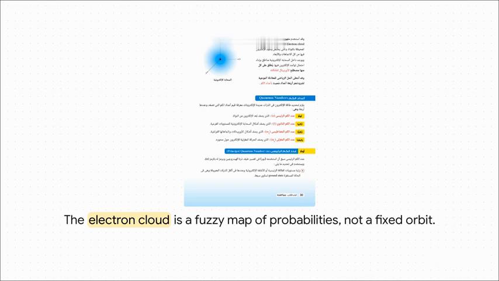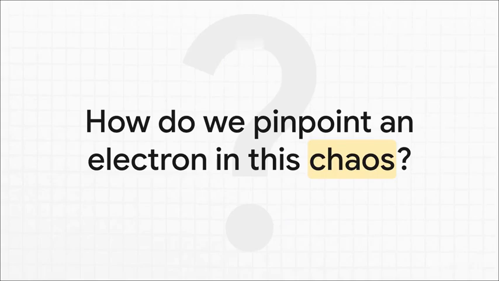So that creates a pretty big problem, doesn't it? I mean, if it's all just a fuzzy cloud of probability, how do we describe one specific electron? How can we possibly tell it apart from another, especially in a big atom with dozens of them? We need a system. We need a unique address for every single one of them.